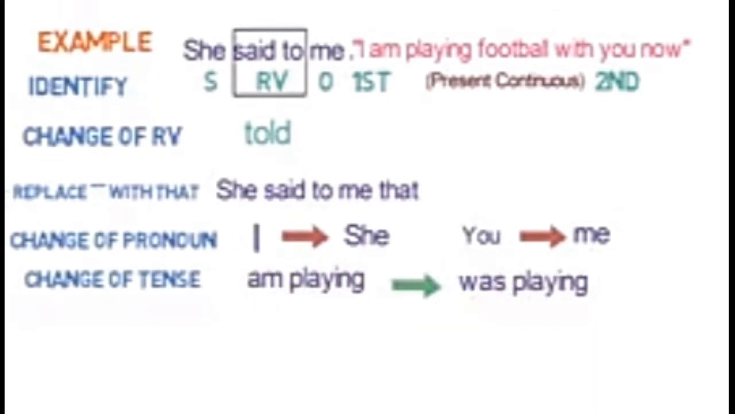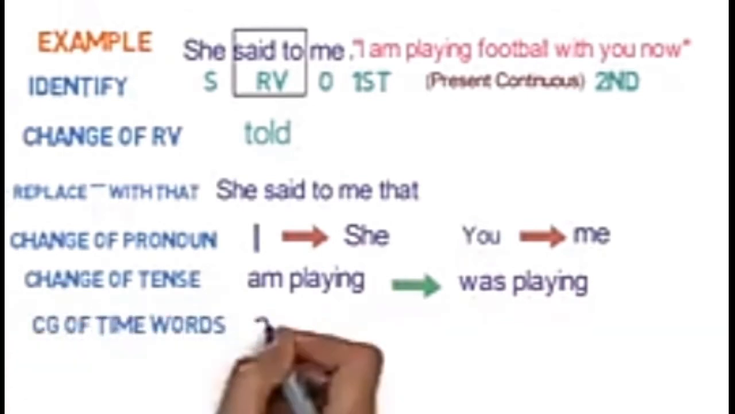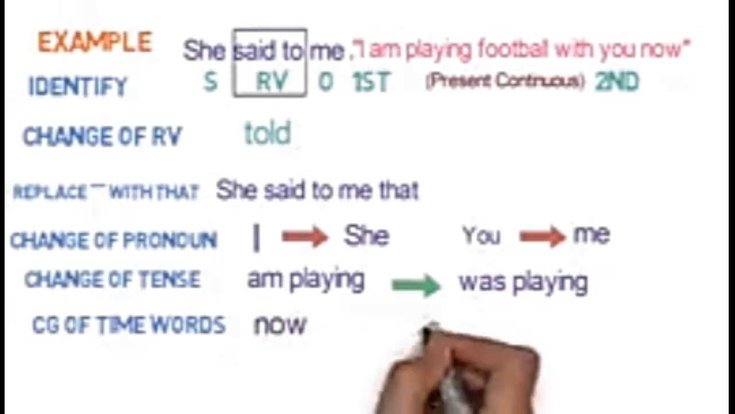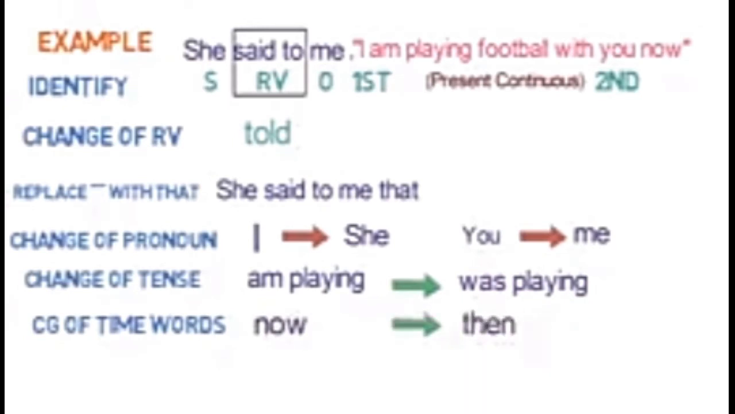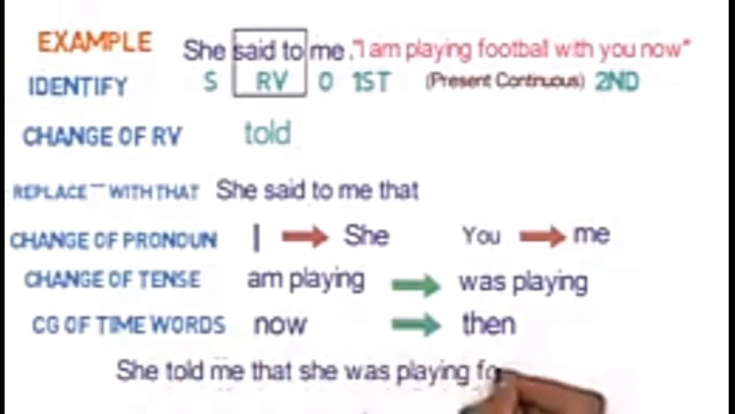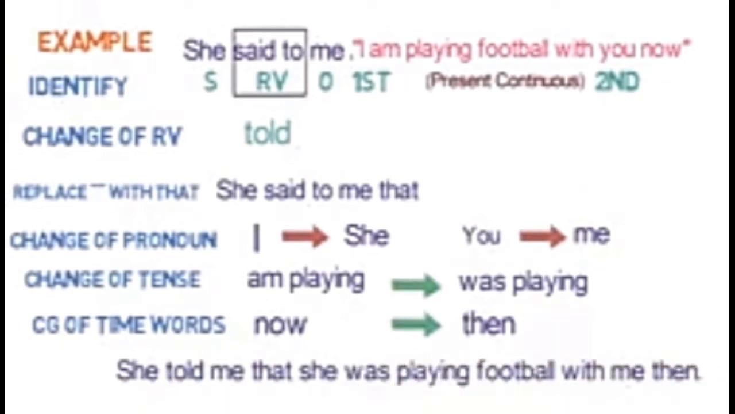And the sixth step is change of words denoting time. Here the word now indicates nearness. It will be converted to then, which is showing distance. And bingo, the final outcome is indirect speech, which is she told me that she was playing football with me then. I hope you have understood all these 6 steps. Let's look into next example.